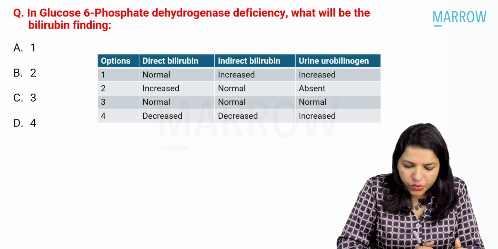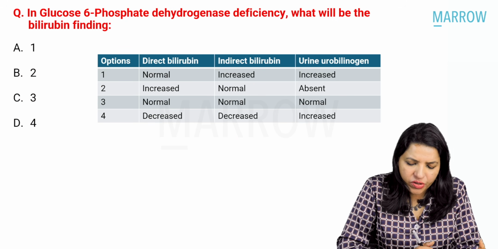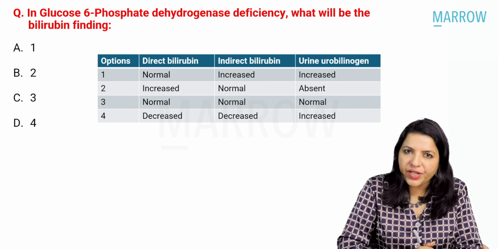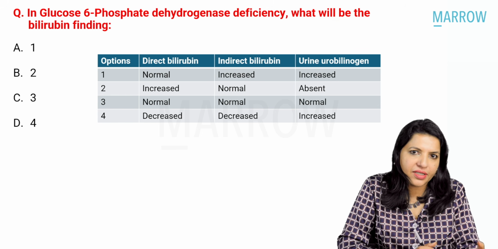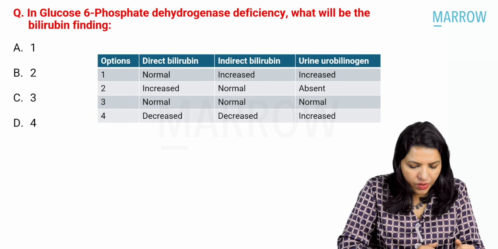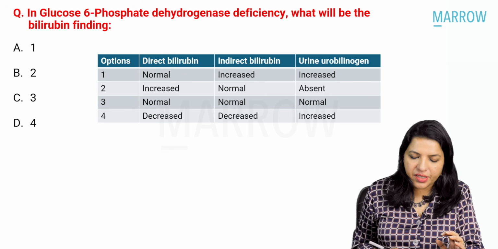So we'll go to the next question. This is a very simple question on G6PD deficiency. What will be the bilirubin finding? Actually, I won't say that it is a bilirubin finding, but rather I will say, what is the investigation finding. Okay, so multiple options are given here.